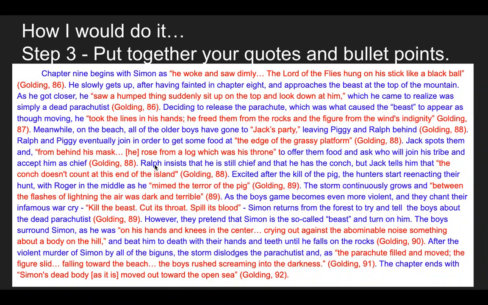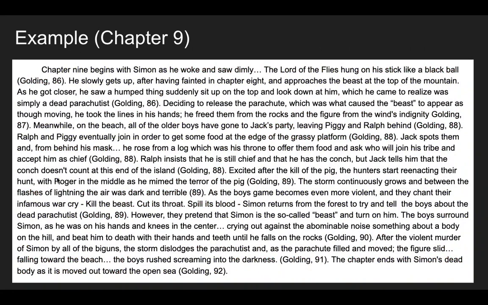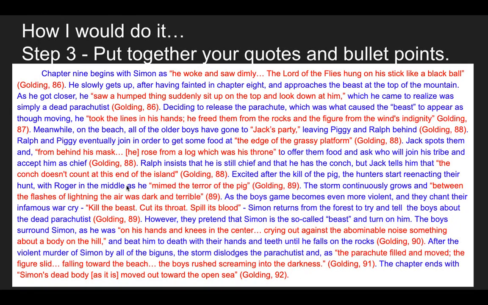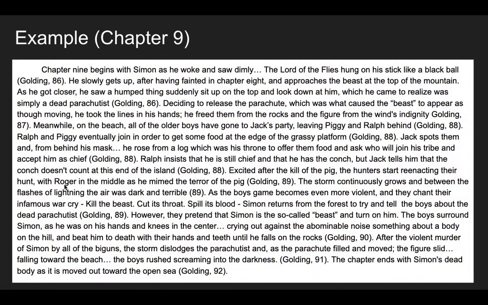One thing I'd really like to point out here is do not forget that your embedded quotes should read naturally in your sentences. It shouldn't look like there are two separate things. It should look like one sentence. So let's have a little look here. The hunters start reenacting their hunt with Roger in the middle as he "mimed the terror of the pig." Now that is actually the author's words, "mimed the terror of the pig," and my words, but that reads as one sentence, with Roger in the middle as he mimed the terror of the pig.